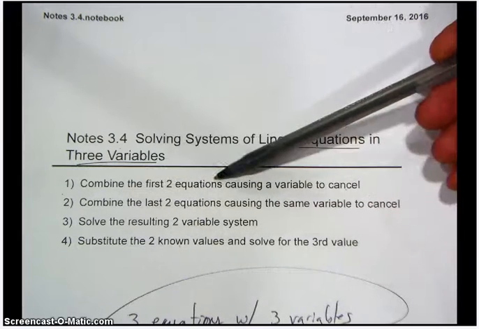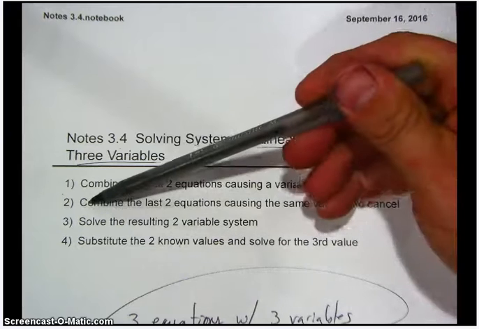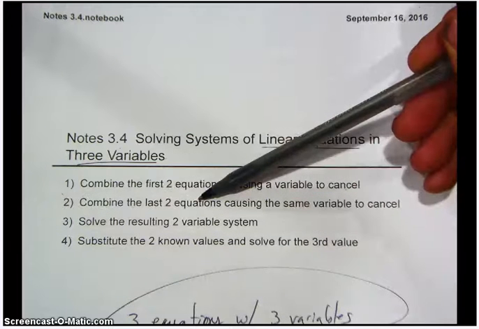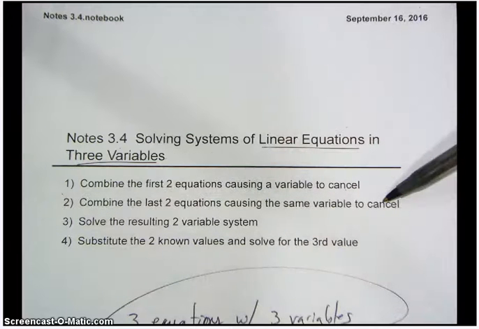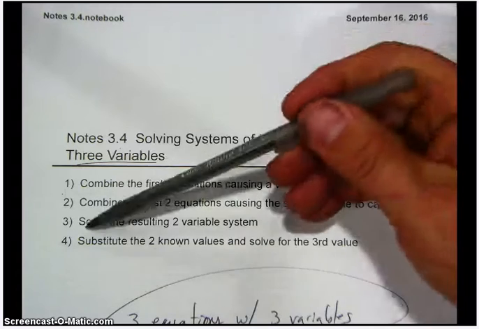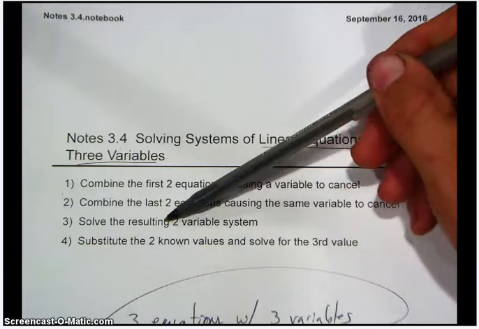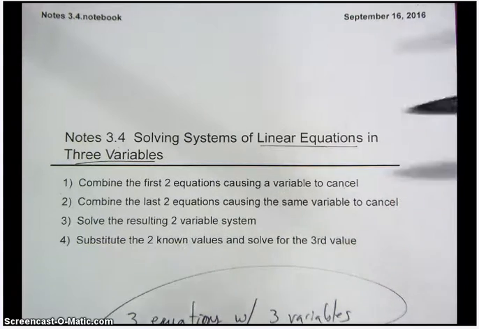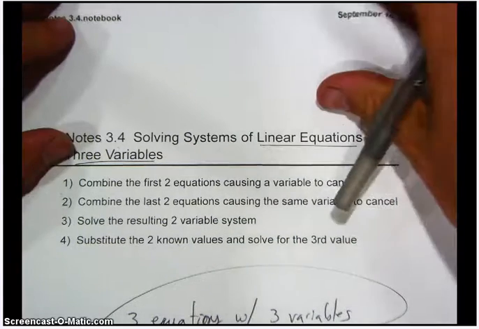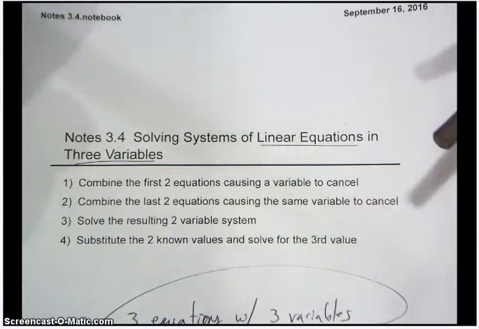Alright, so here are the steps. Combine the first two equations to get rid of a variable, and combine the last two equations to eliminate a variable. Then you take those two new equations to get down to one variable. That way, you substitute the values back in to find all three answers.